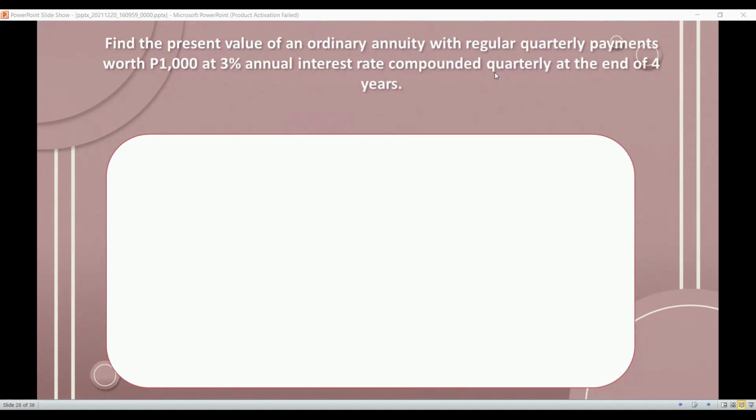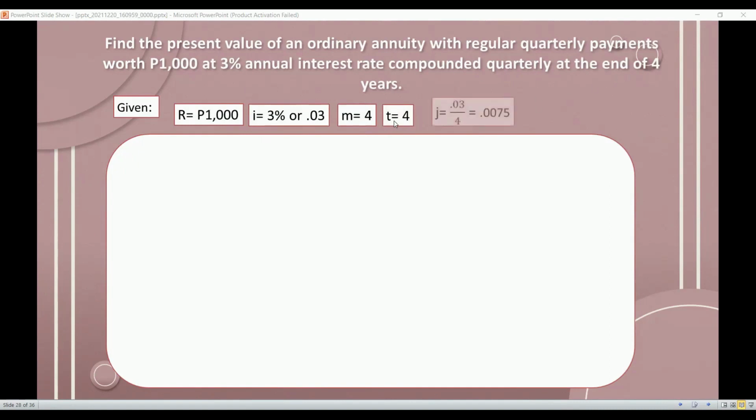So, it is a simple ordinary annuity because its payment interval is quarterly and the interest is also compounded quarterly. And what we are looking for is the present value. So, given R is equals to 1,000 pesos. I is equals to 3% or 0.03. That is our I. M is compounded quarterly, so 4. Our time is 4 years, so 4 also.